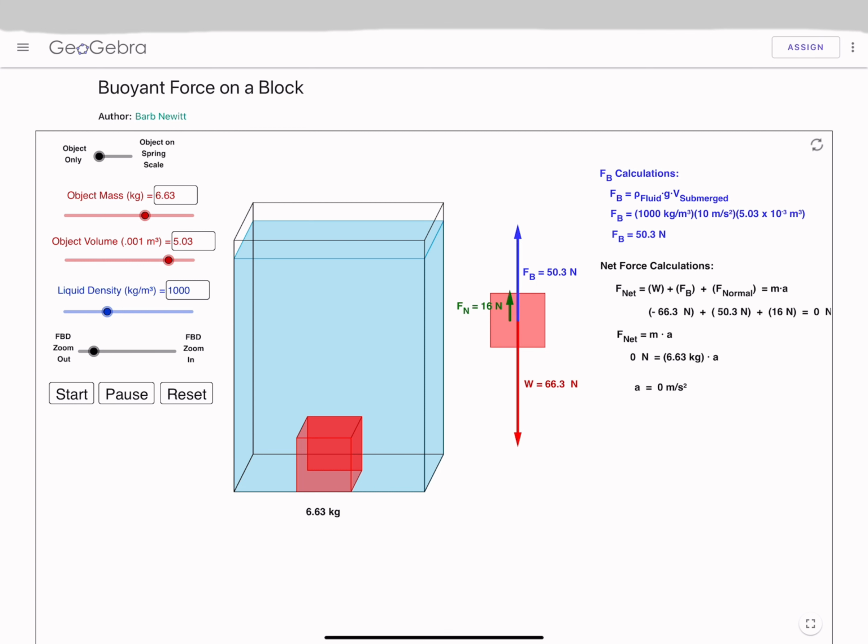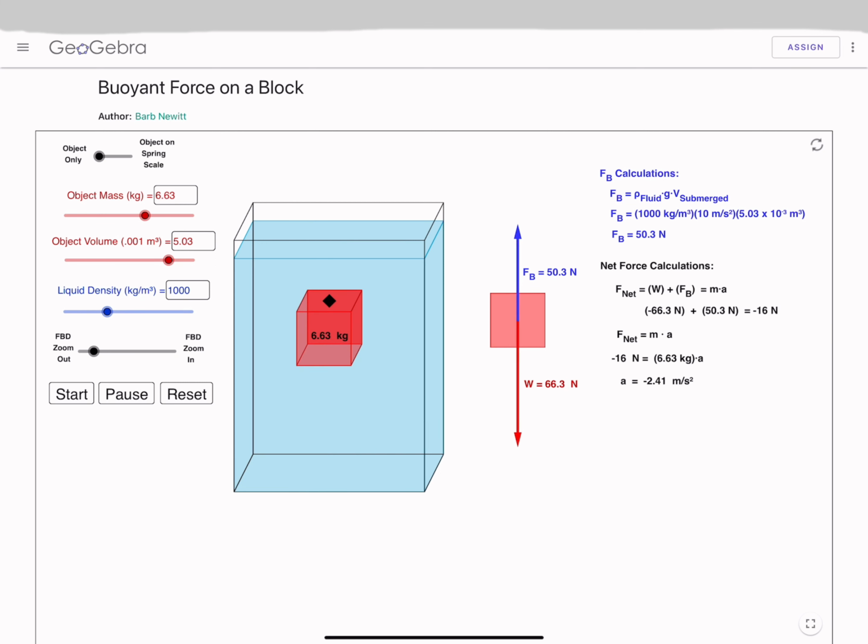So what we are concluding is that if the downward force is greater than the upthrust or upward force, of course the body will sink.